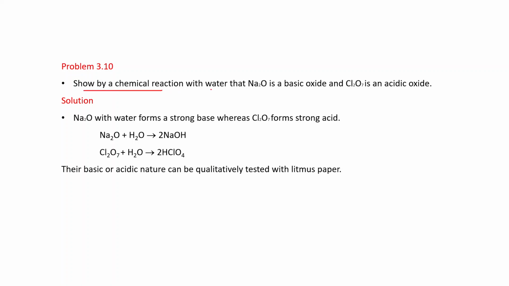Show by a chemical reaction with water that Na2O is a basic oxide and Cl2O7 is an acidic oxide. Answer: Na2O with water forms a strong base, whereas Cl2O7 with water forms a strong acid. This is the reaction. Na2O when reacting with H2O forms NaOH, which is a base. Cl2O7 when reacting with H2O forms HClO4, perchloric acid. This is acidic in nature. Their basic or acidic nature can be qualitatively tested with litmus paper.